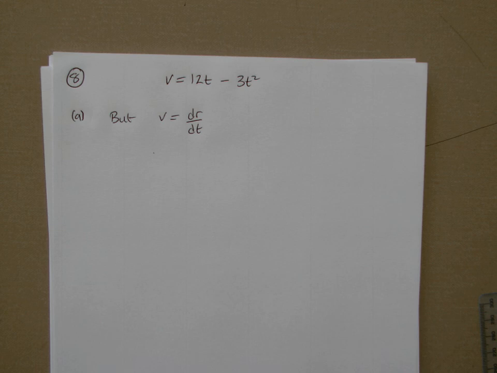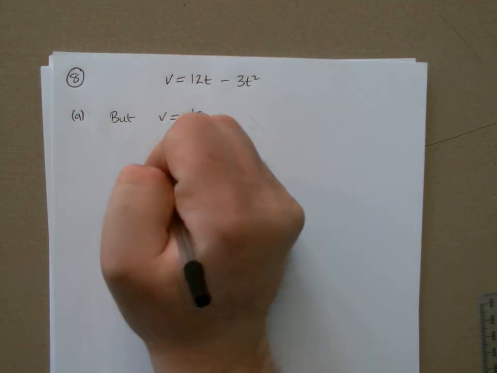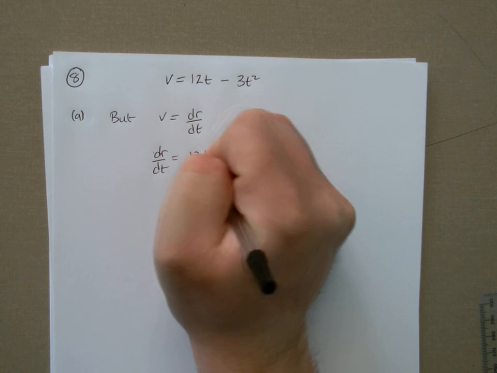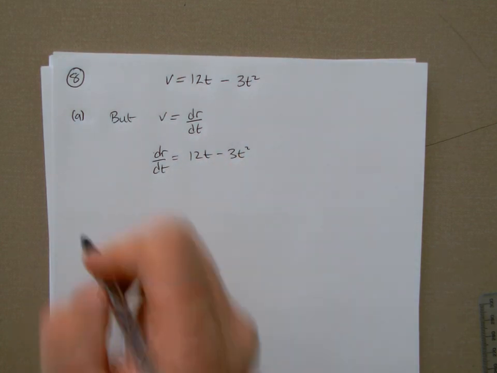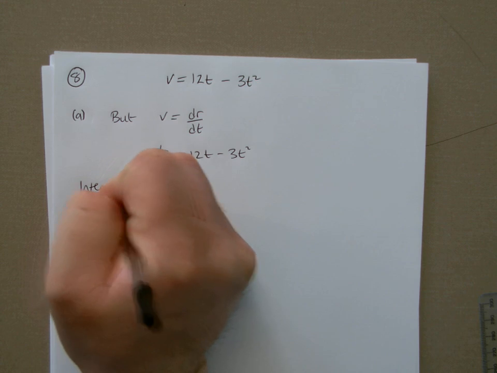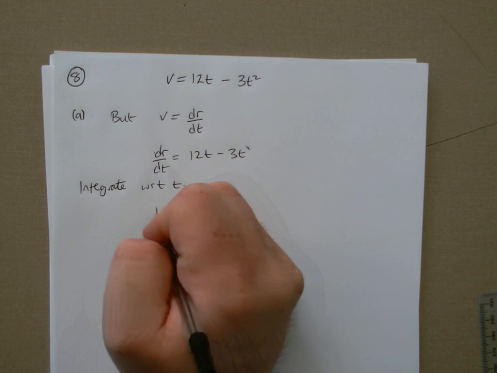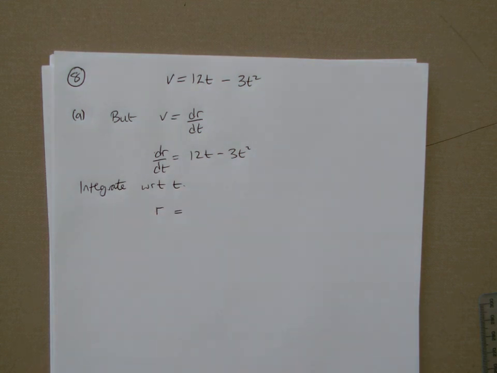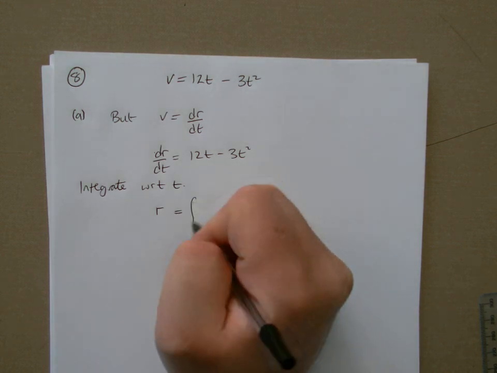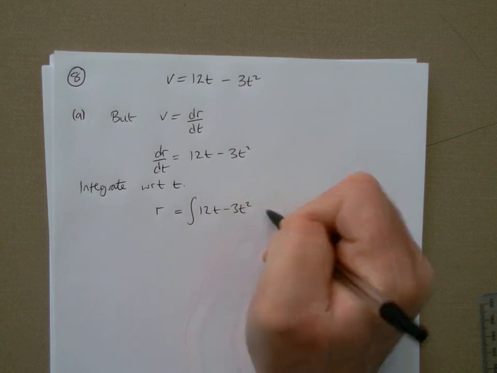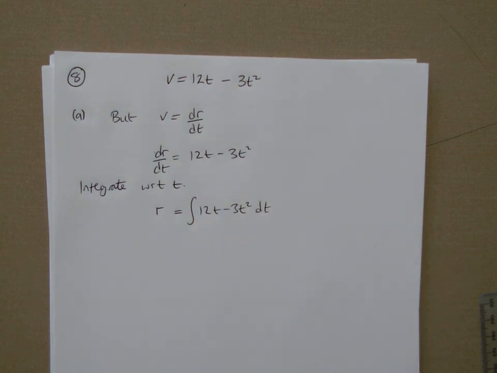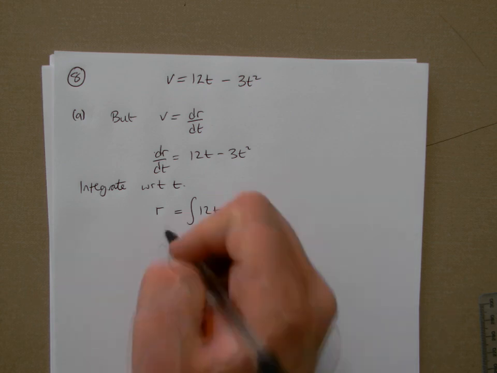So if we remember that velocity is dr by dt, the rate of change of r, instead of writing it as v equals, we can write it as dr by dt equals, and then we can integrate with respect to time. Now if we integrate with respect to time, dr by dt becomes r. So we integrate velocity and we get r. All I need to do is integrate the right hand side and I'll get r, which is my position, my displacement. It'll be an expression for displacement at time t.